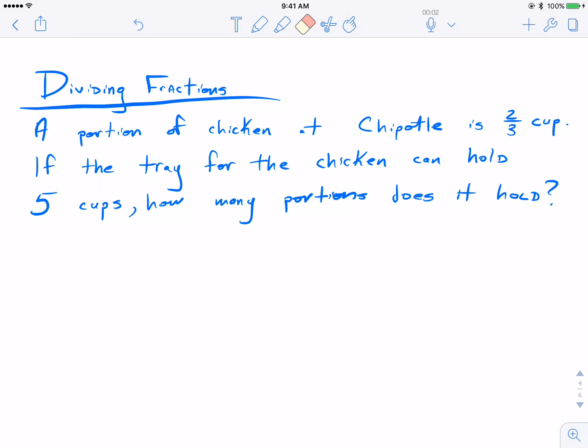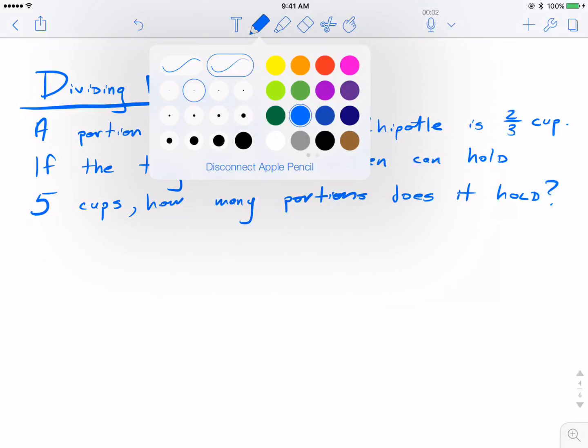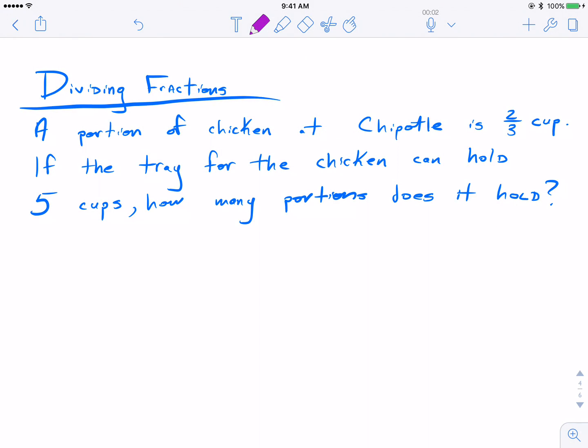So in this case, we're told that a portion of chicken at Chipotle is 2/3 of a cup. If the tray for the chicken can hold 5 cups in total, how many portions is this holding? So if we want to think of a visual example first, because it's not really clear what we're dividing by what, or even if we're not told this is dividing, should we be multiplying something?